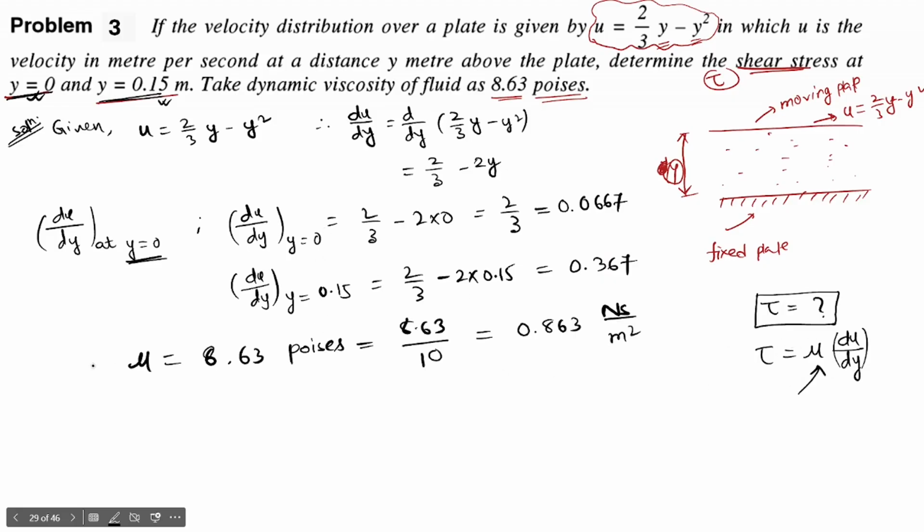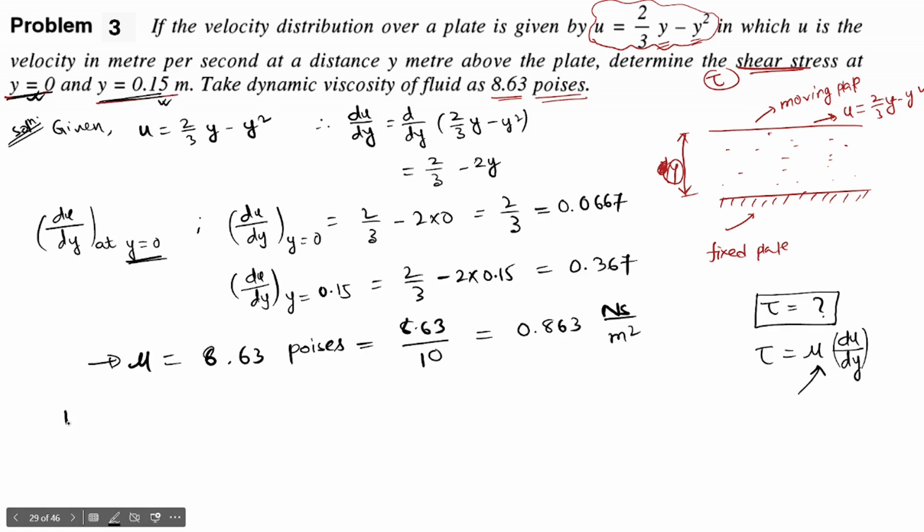So now you need to find the value of mu, in SI units. 8.63 is already given in Poise. So 8.63 divided by 10. If you just divide the value in Poise by 10, you will get the value of mu, the viscosity, in Newton second per meter square. So now I have already been able to calculate all the different values.